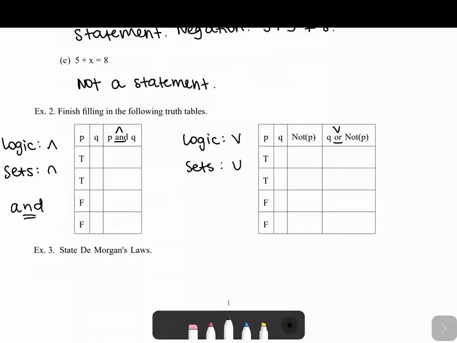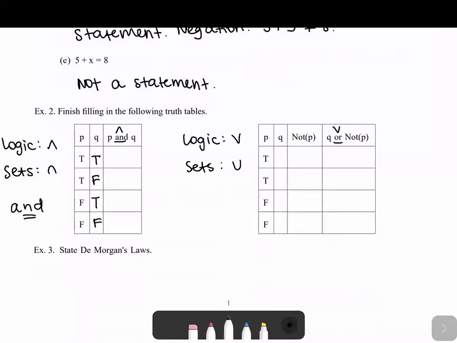Okay, so for this first one, we need to finish filling in the truth table. We have the values for P given: true, true, false, false. And the values for Q, we need to fill in ourselves. If you look at page 25 in the textbook, we always have the same exact setup for the P column and the Q column. P will always be set up true, true, false, false, and Q will always be set up true, false, true, false.